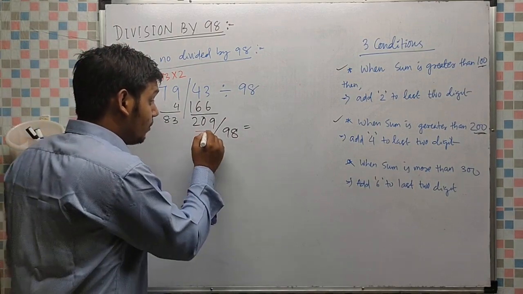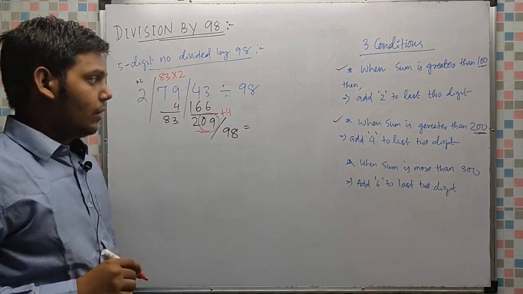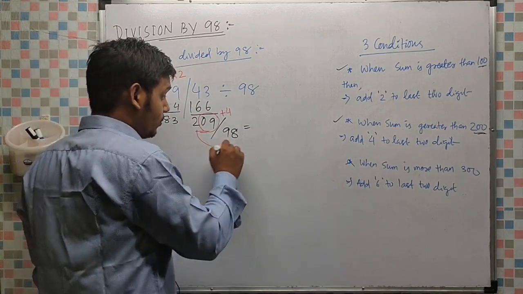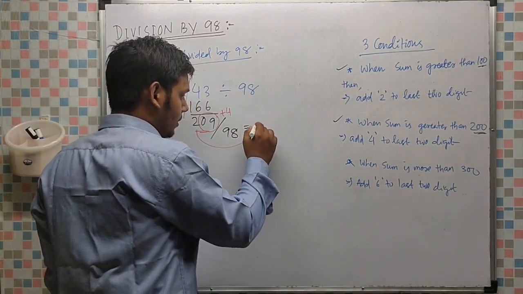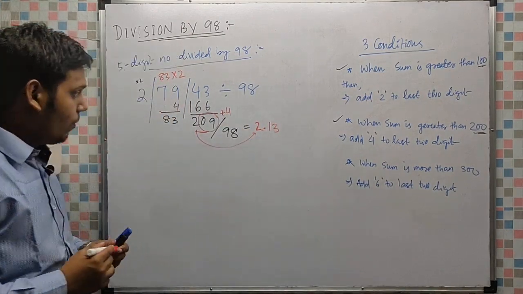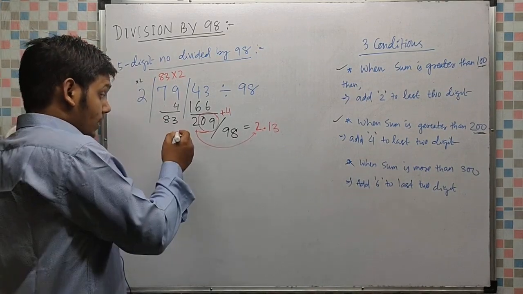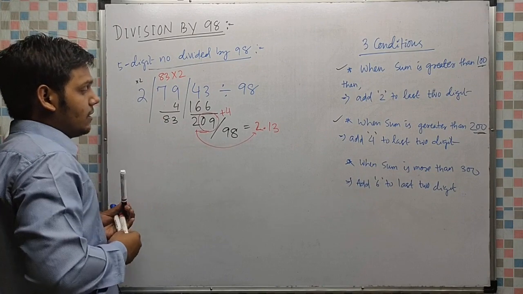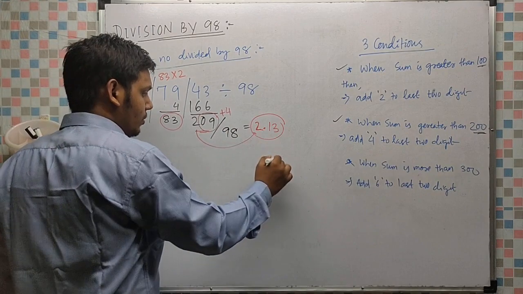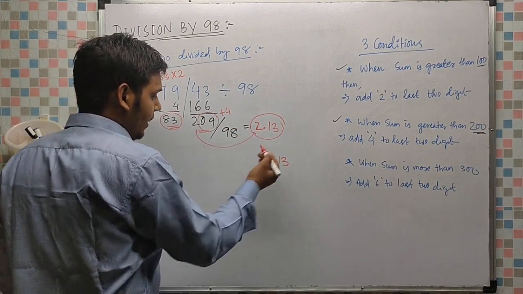Now what I have to do? The sum is more than 200. So last two digit will be added with 4. If the sum is more than 200, last two digit will be added with 4. So simply this 2 I have to keep. 2.9 plus 4 30. So 2.13. Now what I have to do, this part and this part I have to add. So 0.13 I will keep, 83 plus 2, that is 85.